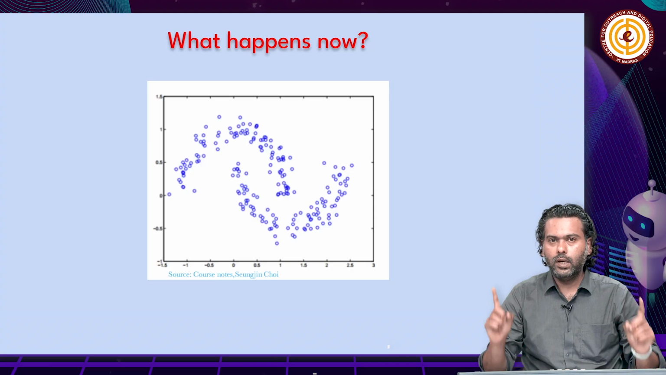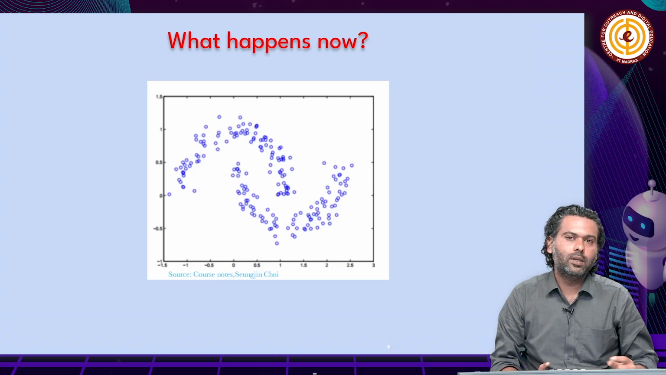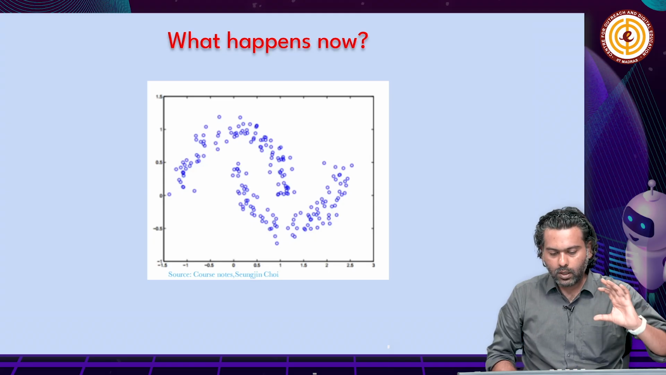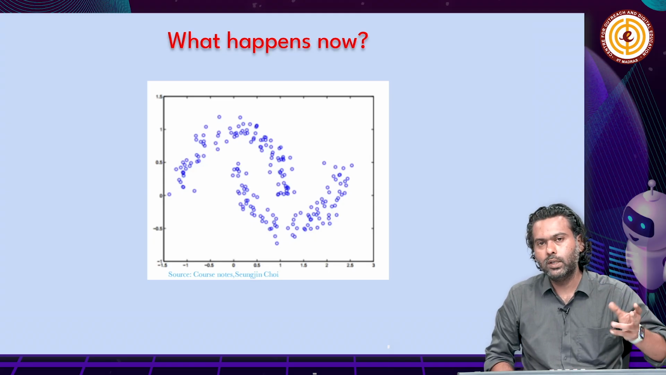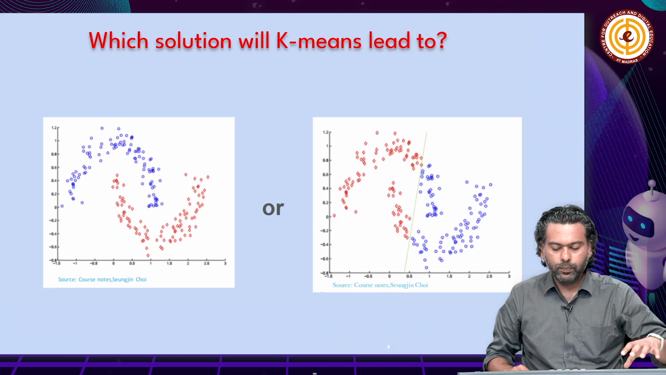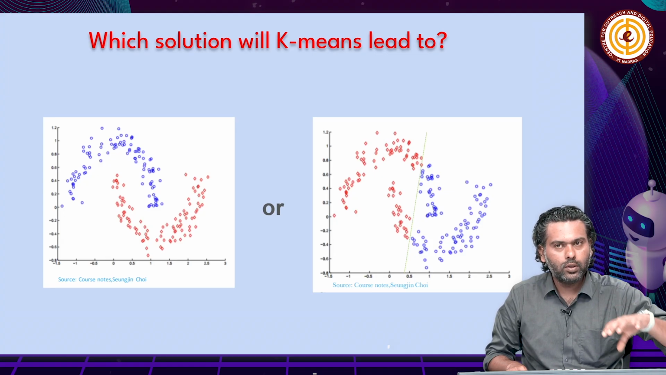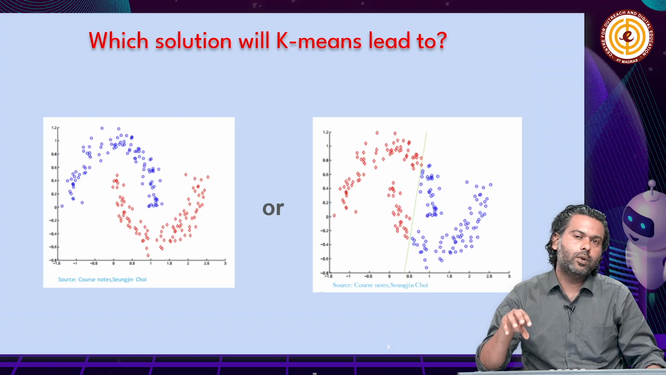Well, it's not a trivial question to answer. I want you to pause and think about it, ponder about this. Let me give you two possible options that could happen. Is this going to output the solution on the left, or is this going to output something like the solution on the right?